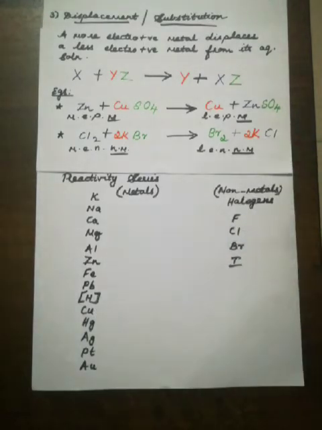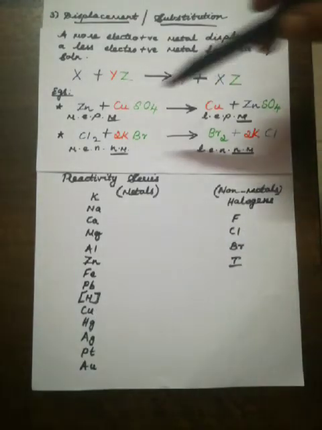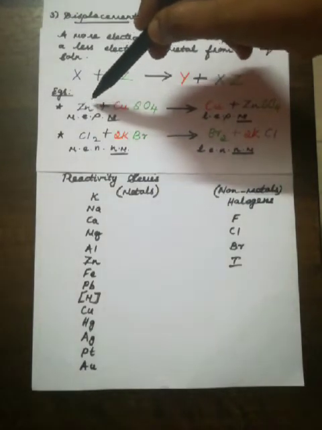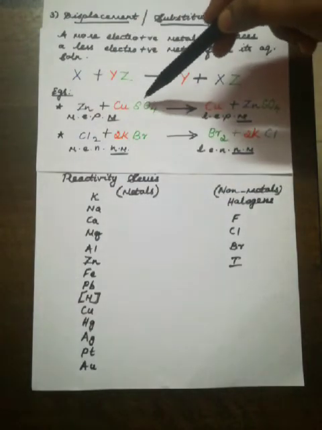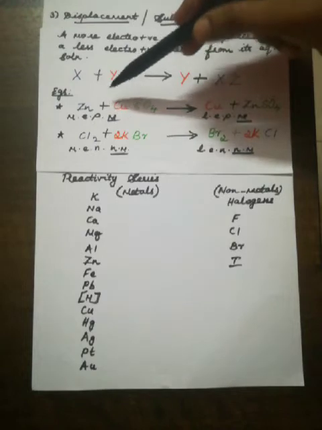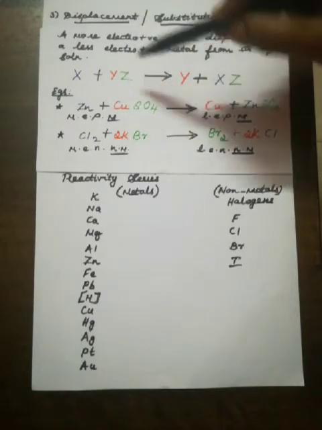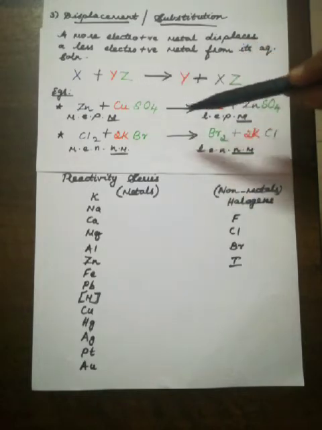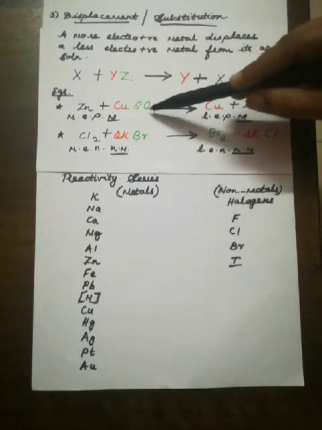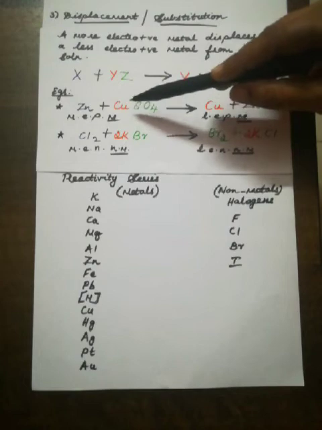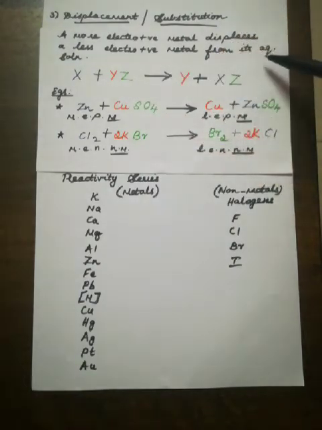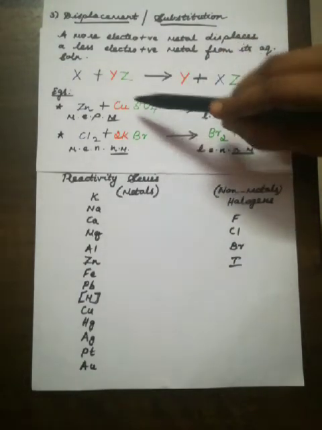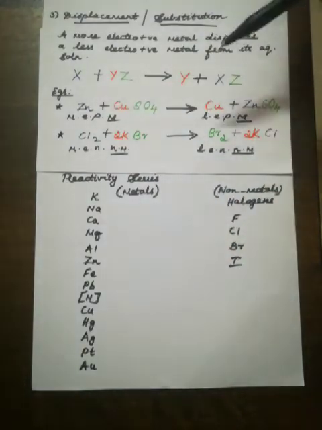From its aqueous solution means, see, zinc is a solid metal and copper sulfate also is a solid substance. If both are solid, when you mix them the reaction doesn't undergo. So make this copper sulfate an aqueous solution. Aqueous solution means you mix distilled water and make it a solution. That's the meaning of aqueous solution here. So when you add this aqueous solution of copper sulfate to zinc, I'm going to get copper and zinc sulfate.